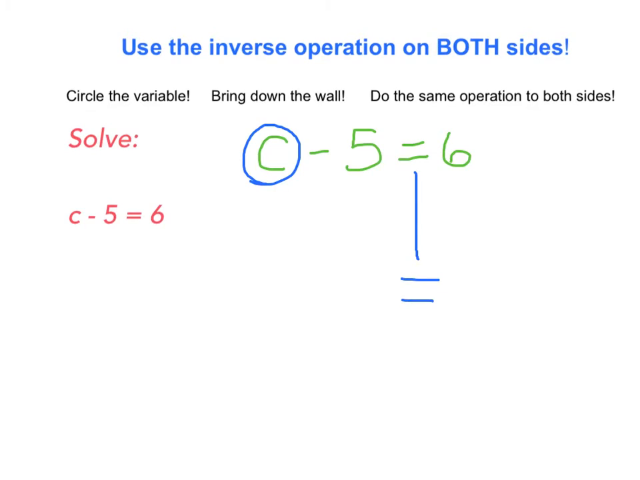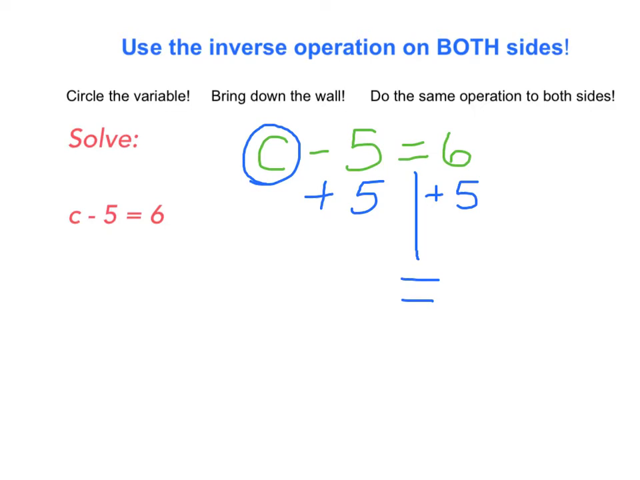Now the reason I have a wall is because whatever I do to one side, I have to do to the other. So if you look right here at the subtraction sign, I'm going to do the inverse operation of that. So it tells me to subtract. So the inverse of subtraction is to add. So I'm going to add. And the reason I have this wall here is because I want to add on both sides of the wall.